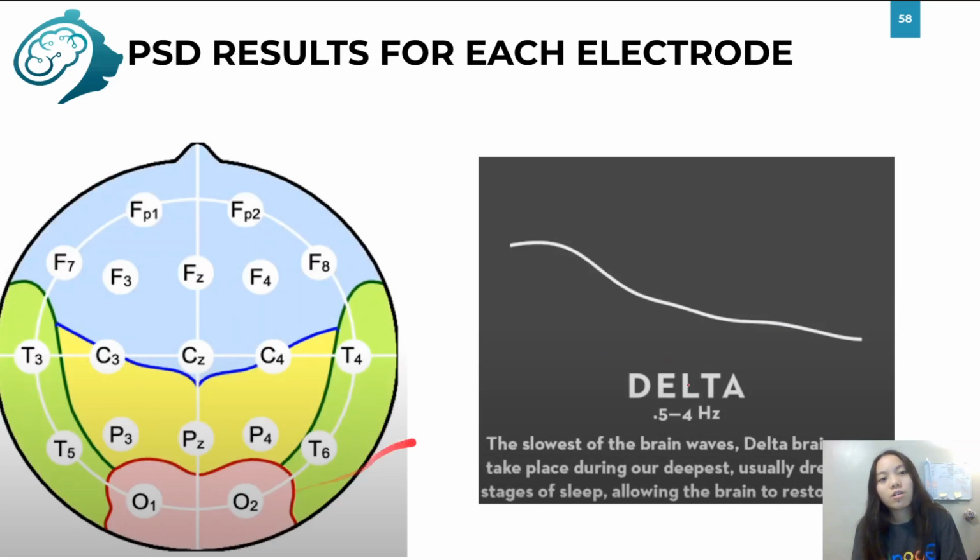Right. So if you have high power in delta, delta is the slowest of the brain waves and takes place during our deepest dreamless stages of sleep. So you need to identify which electrodes work with delta. Or you can identify alpha, which is the default state when your mind is physically and mentally relaxed. So for each electrode, determine the power spectral density and see on which electrodes you notice the highest delta, or the highest alpha, or the highest beta, and so on.